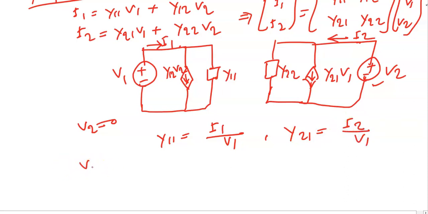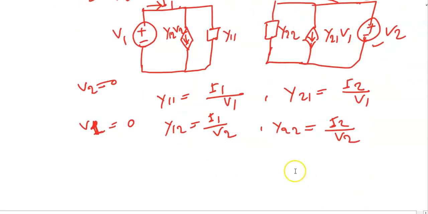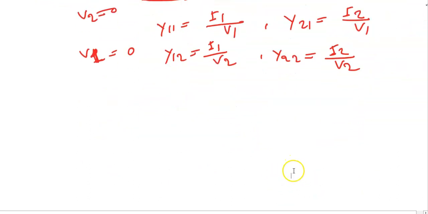Similarly, short circuit port 1, that is V1 equals 0. So when I make V1 equal to 0, Y12 is equal to I1 upon V2, and Y22 is equal to I2 upon V2. Let us work out one example.